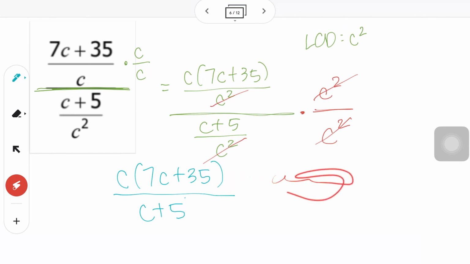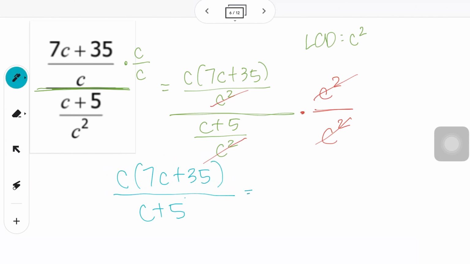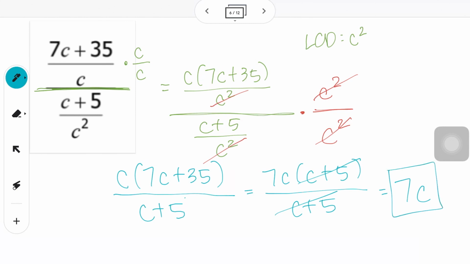Here there's no addition out here. We'll get to one like that later. So you can just keep factoring this as is. If I look at this top one, I can pull a 7 out. Then it becomes c plus 5 inside the parentheses over c plus 5 in the denominator. The c plus 5's cancel, and my answer is just 7c.